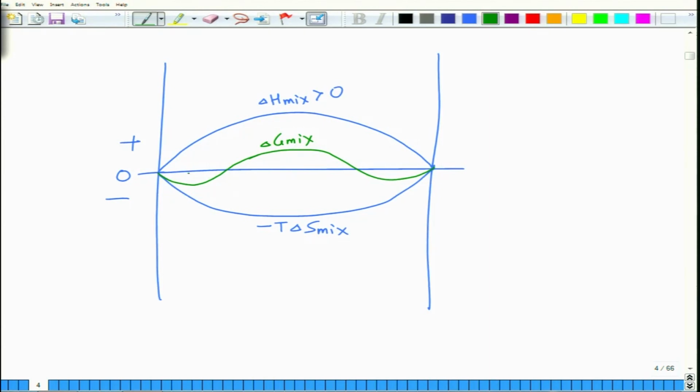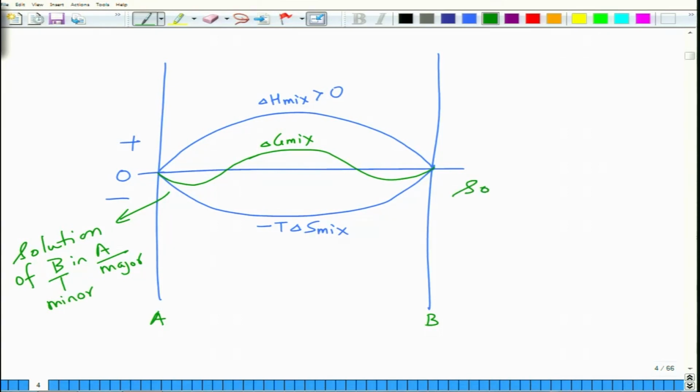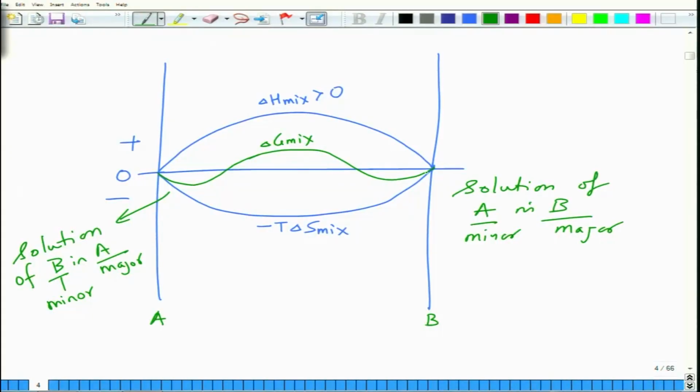So what this tells you is that even though delta H mixing is higher and minus T delta S mix is not so negative, the delta G mix, when the solutions are dilute, so this is A, this is B, on this side you will have a solution of B in A. So you have A as the major element and B as the minor element. On this side you will have a solution of A in B. So A is minor and B is major. So even though the preference for AB bonds is very low, adding a little bit of B in A or adding a little bit of A in B lowers the free energy.